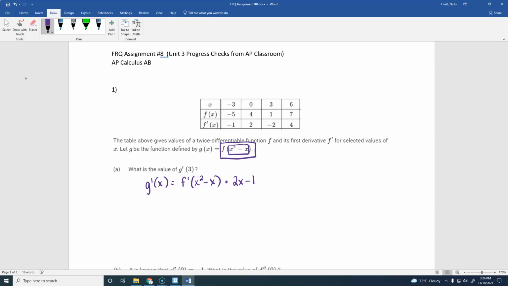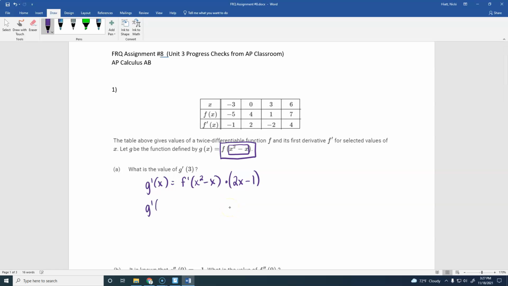A lot of you are writing it like this, which is not going to be correct. You got to put parentheses around that, because this right here has to be the derivative, and the whole derivative has to be multiplied by what you got over here. So you got to have those parentheses there, so make sure you put those. So this is your derivative. You now need to plug in 3.